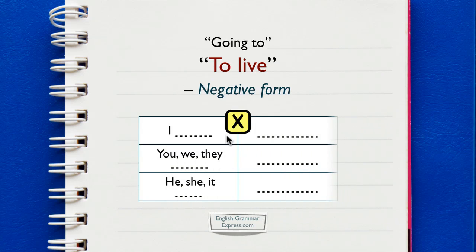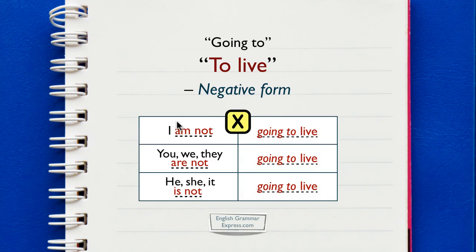And finally, the negative form. I am not going to live. You, we, they are not going to live. And he, she, it is not going to live.